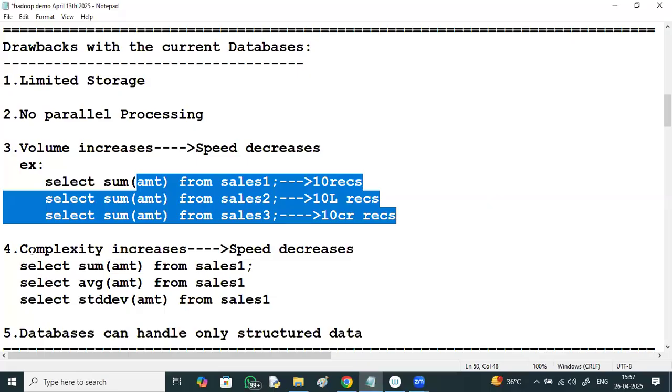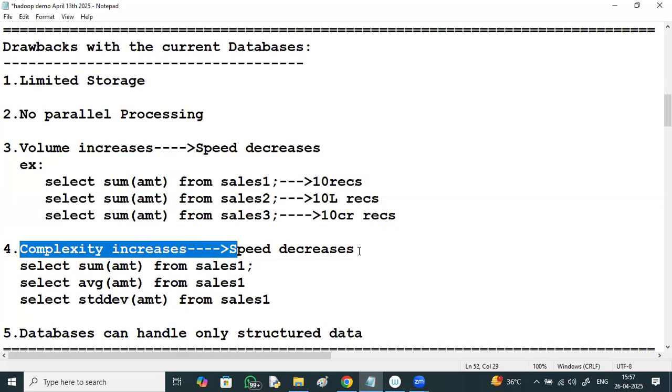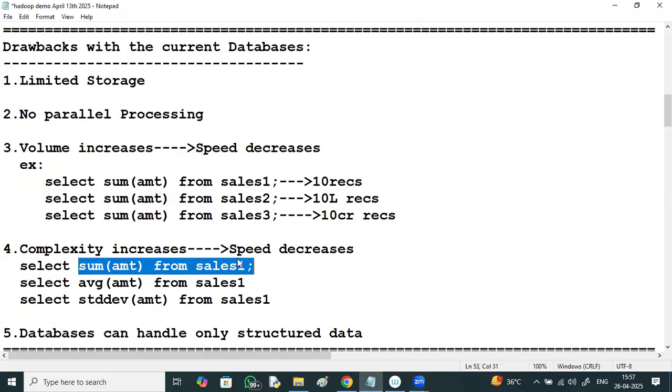Yes. If complexity increases, even then speed decreases. Total amount from sales1, average amount from sales1, standard deviation of amount from sales1. So among these three queries, which query executes faster? The first query, because total amount, average amount.